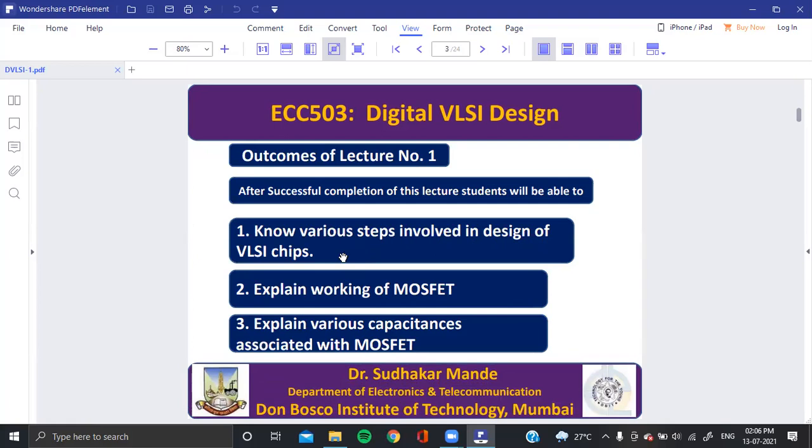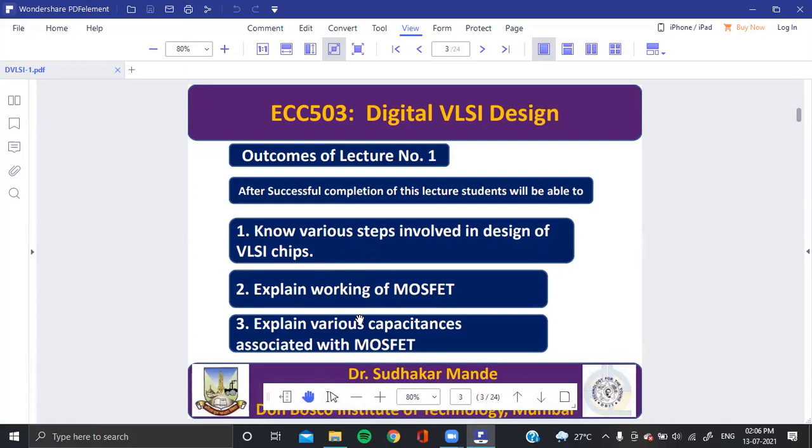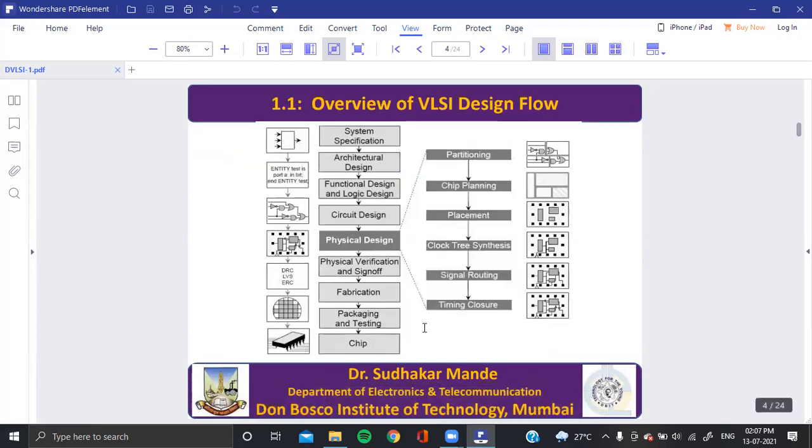After completion of this lecture, you will know the various steps involved in the design of a VLSI chip. VLSI means very large scale integrated circuit. Then you will be able to explain the working of MOSFET, and you will see the various capacitances associated with MOSFET. These are called parasitic capacitances.